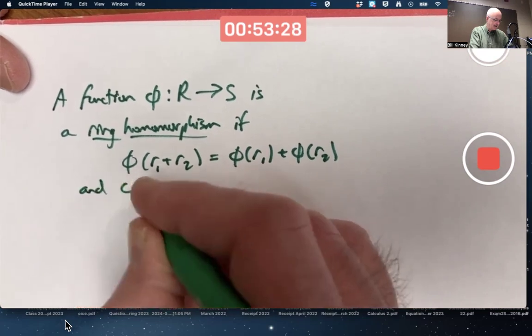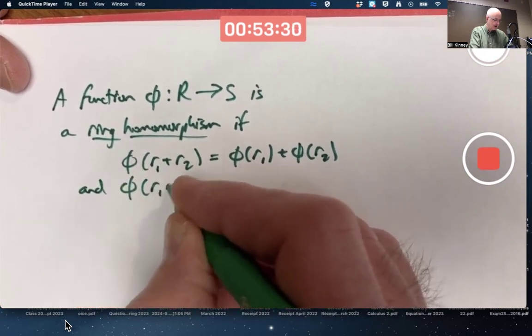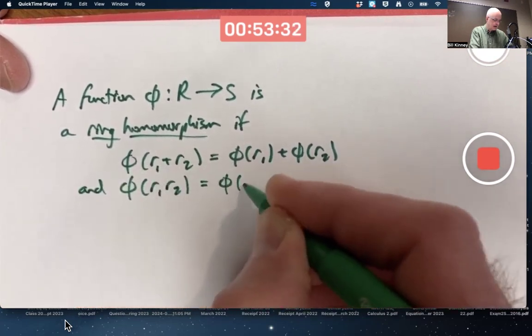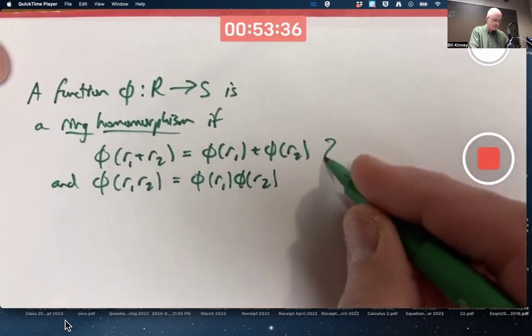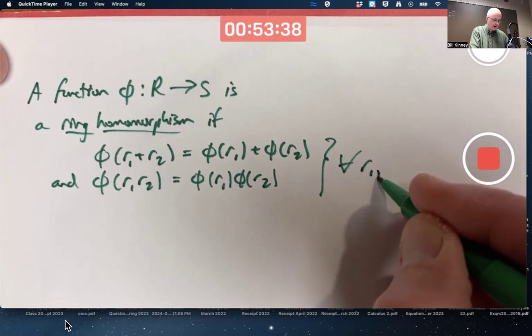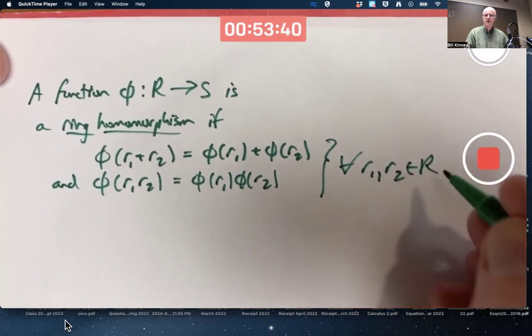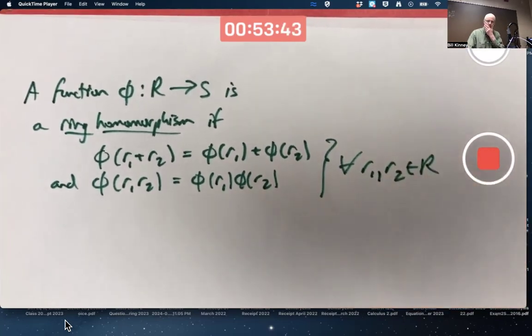And one with respect to multiplication. This needs to be true for all R1, R2 in the ring, capital R. So it's doubly operation preserved. Preserves both addition and multiplication.